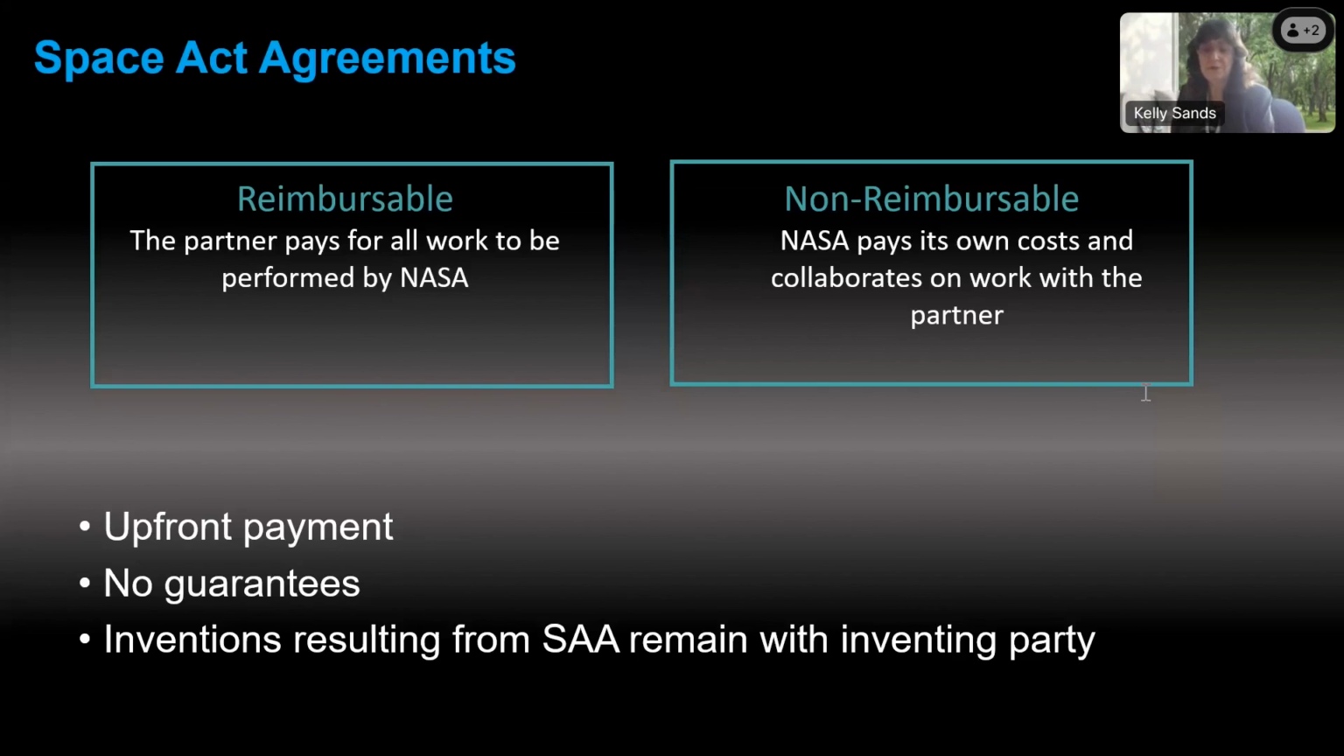Generally, non-reimbursable Space Act agreements are used when the proposed work furthers NASA's missions, and reimbursable Space Act agreements are used when the proposed work is in line with NASA's missions but does not help advance it. There are a number of factors that go into making this decision, and Glen's Space Act agreement managers are available to assist in making this decision.